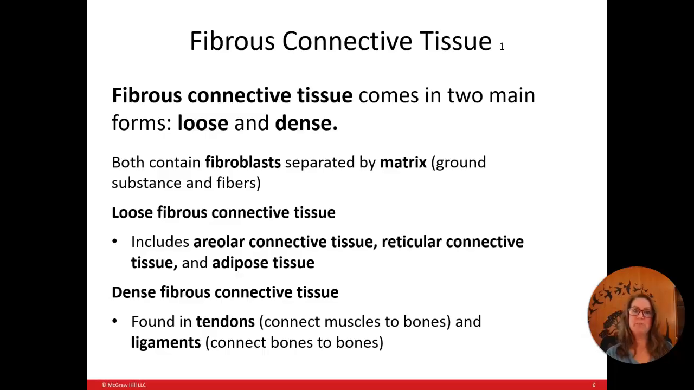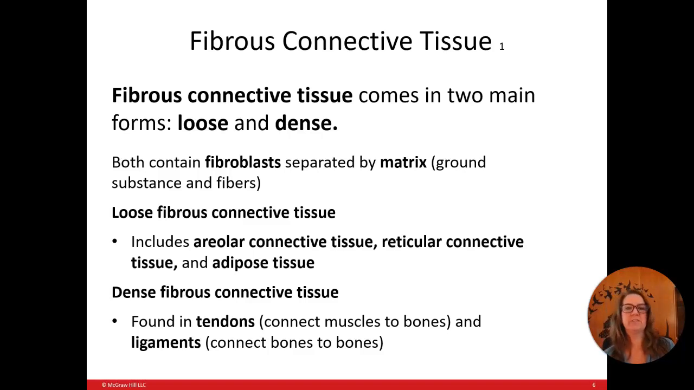Okay, so we have fibrous connective tissue. And as its name implies, it's made of fibers. We call these special cells the fibroblasts. And they are in a matrix, or this ground substance, just like our other connective tissues. So what differentiates the loose connective tissue and dense? Let's start with dense. When we think of dense, we think that there's a high concentration of something. In this case, it is going to be this fibrous connective tissue. Dense fibrous connective tissue is going to form those pretty rigid, thick structures we call tendons and ligaments.